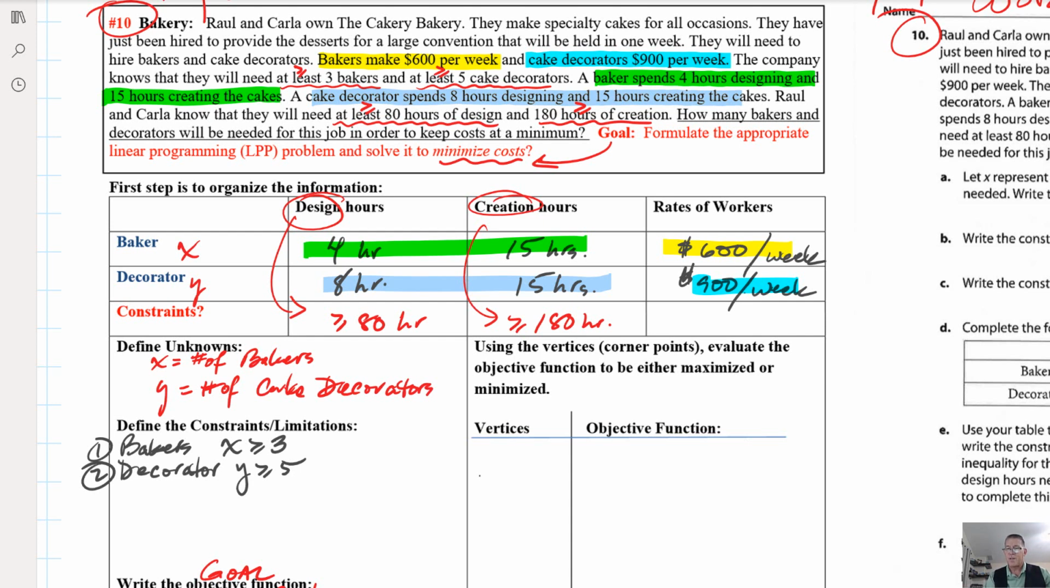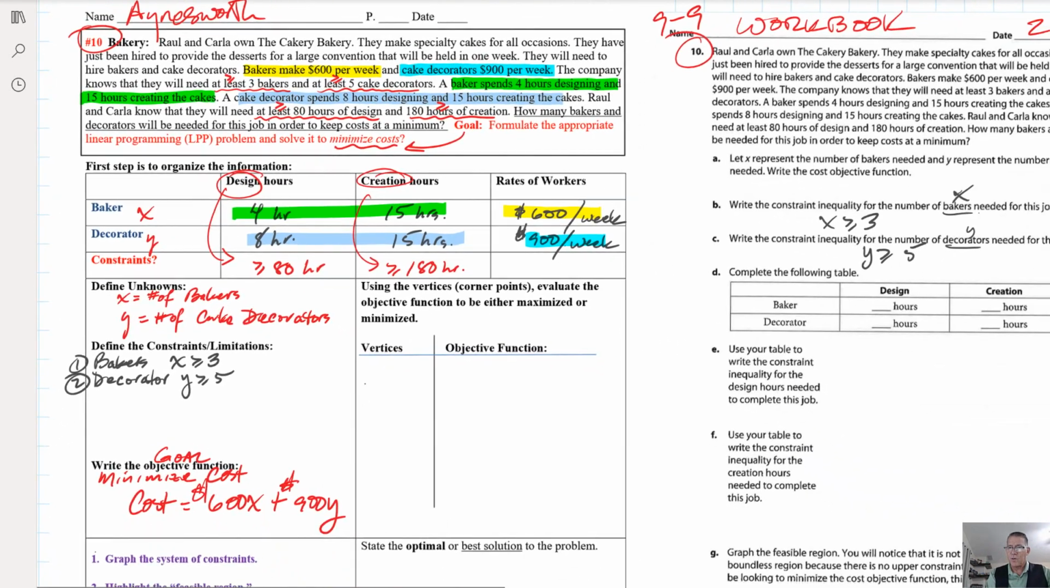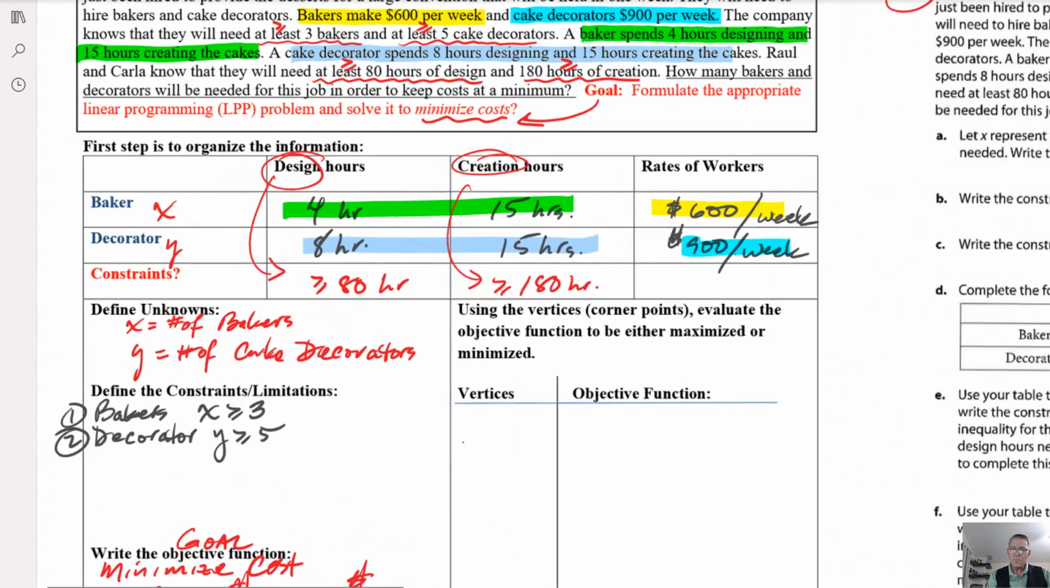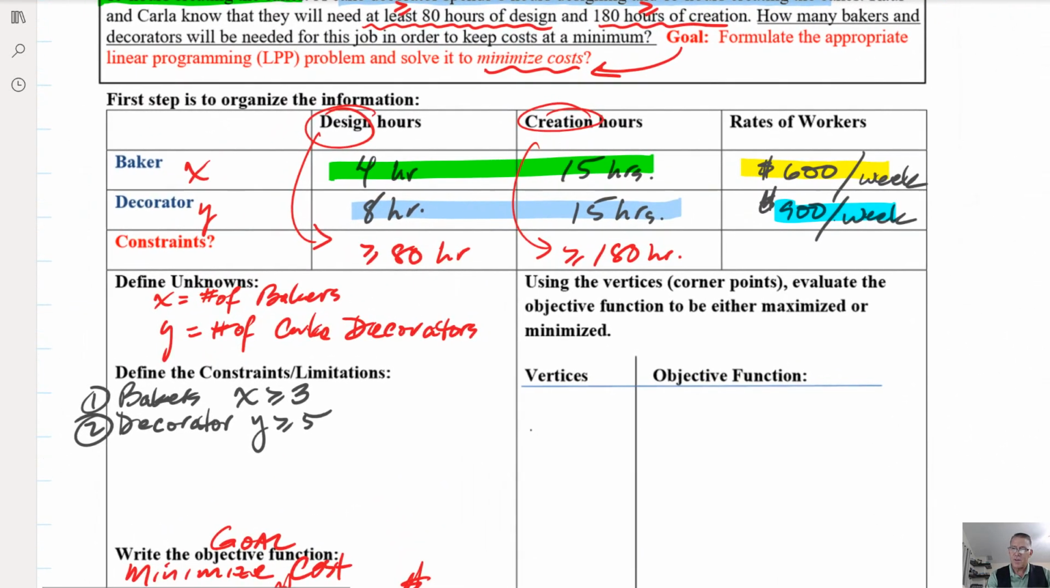All right, so how do we interpret this? Okay, so here we go. We need some constraints. So the workbook is going to give you a suggestion here. It says use your table to write the constraint inequality for the design hours needed to complete the job. The design hours. Okay, so let's do that. So let's focus in here. So our next constraint, our design hour constraint. So number 3 here is the design hour constraint.